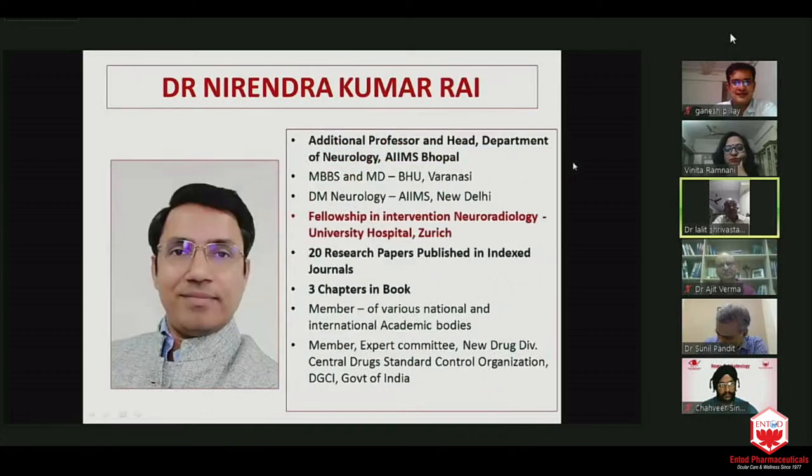Next is Dr. Narendra Rai, a very well-known figure in this field at AIIMS Bhopal, additional professor and head of the department of neurology, All India Institute of Medical Sciences, Bhopal. He did his MBBS and MD from Banaras Hindu University, Varanasi, and his DM from AIIMS, New Delhi, with a fellowship in interventional neuroradiology, University Hospital, Zurich. He has 20 research papers published in indexed journals and 3 chapters in textbooks. He is a member of various national and international academic bodies and of the expert committee, new drug division, Central Drugs Standard Control Organisation, Government of India. I welcome you, sir. Thank you so much, sir.